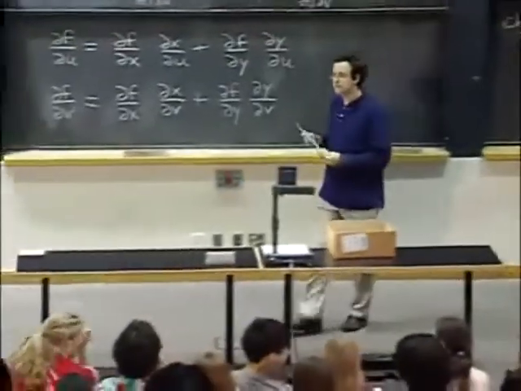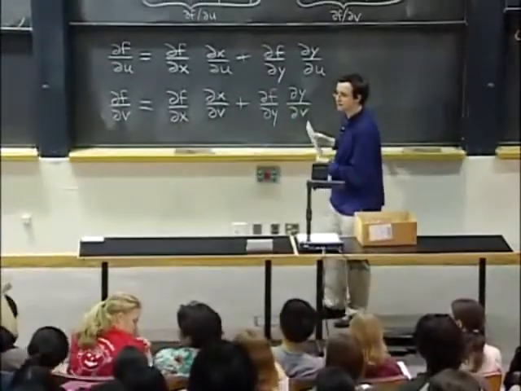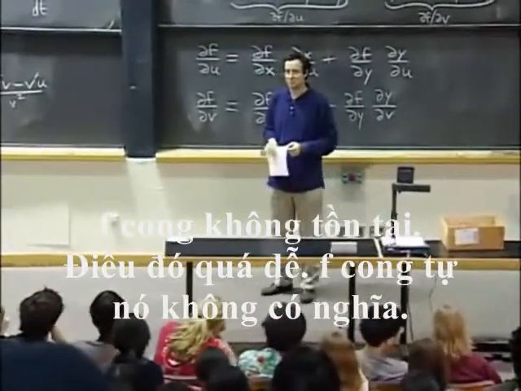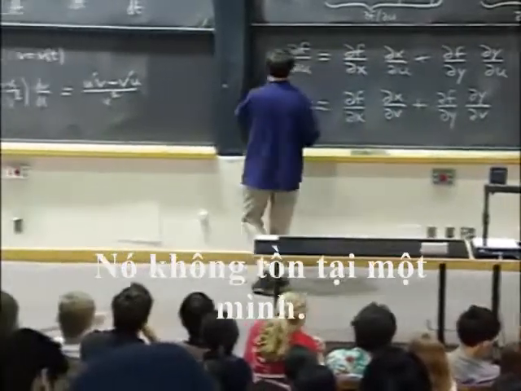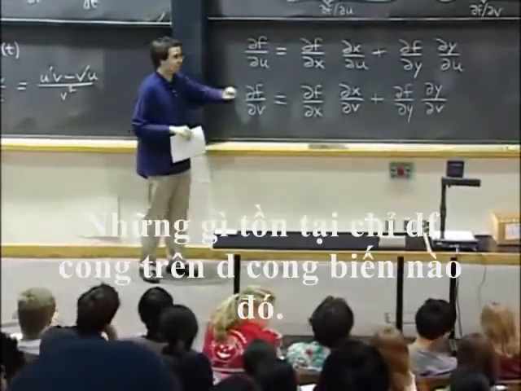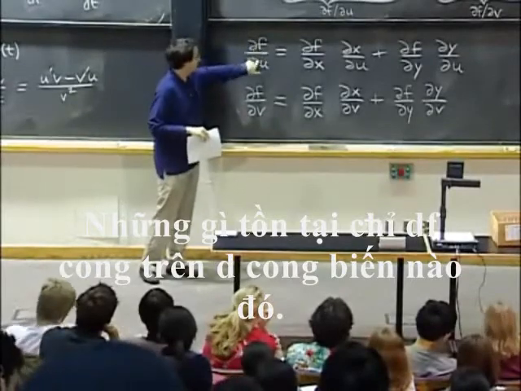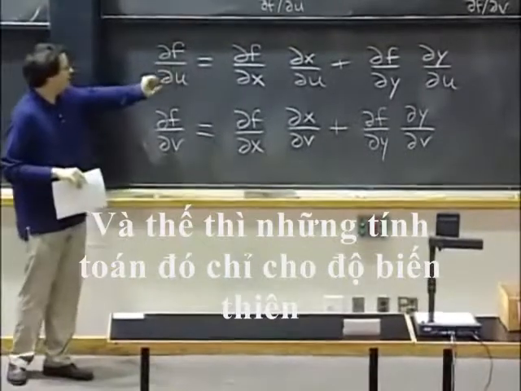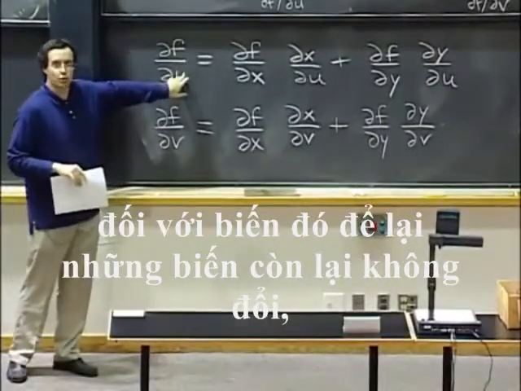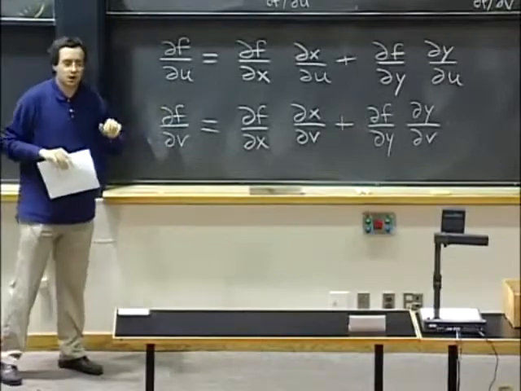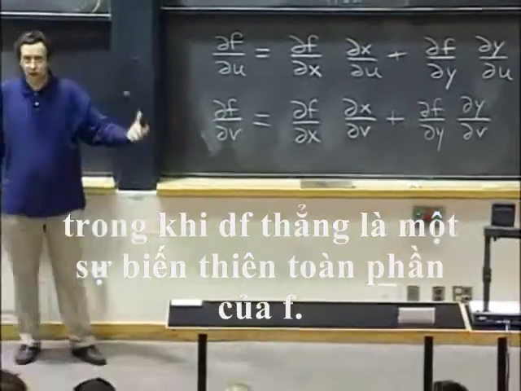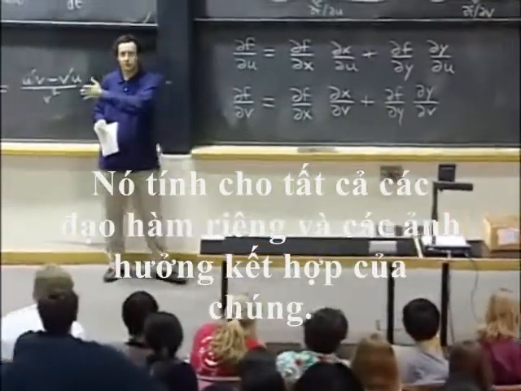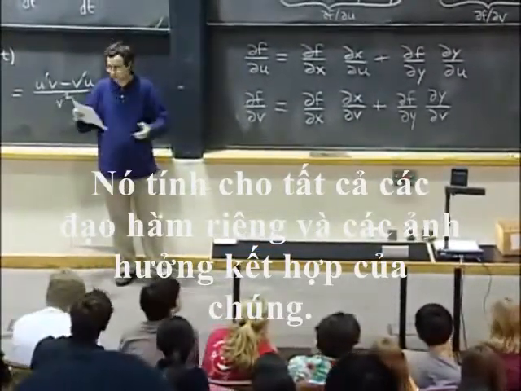Yes? So curly f does not exist. That's easy. Okay? Curly f makes no sense by itself, it doesn't exist alone. What exists is only curly d f over curly d some variable. And then that accounts only for the rate of change with respect to that variable, leaving the others fixed. While straight df is somehow a total variation of f. And so it accounts for all of the partial derivatives and their combined effects.